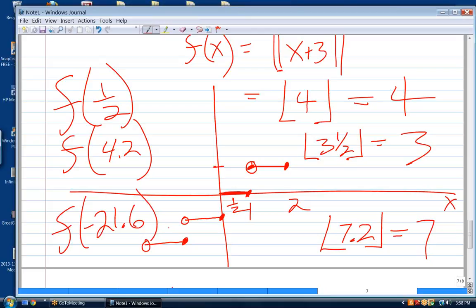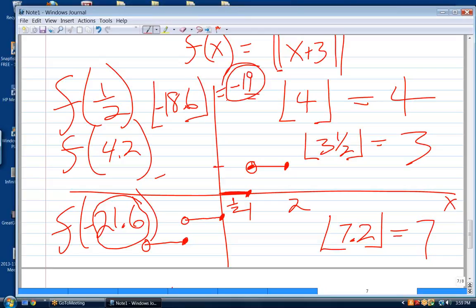The negatives are the only hard ones. The only thing to remember is to round down. First of all, we have to plug in -21.6. So we have -18.6. And that's -19. In other words, go to the immediate integer on your left on the number line.